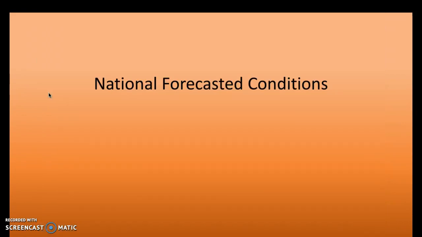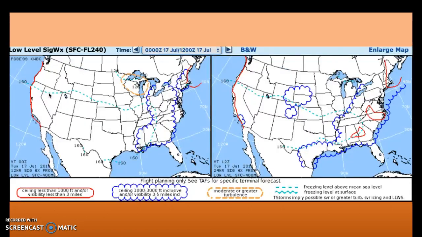So next up is our national forecasting conditions. Alright, so this is a low-level prog chart. We'll pay attention to the right one as this is the furthest one out. And we can see a large portion of the eastern seaboard and southeast is under marginal VFR conditions. So some IFR conditions there in North Carolina, Virginia, Maine, as well as Georgia and Alabama.